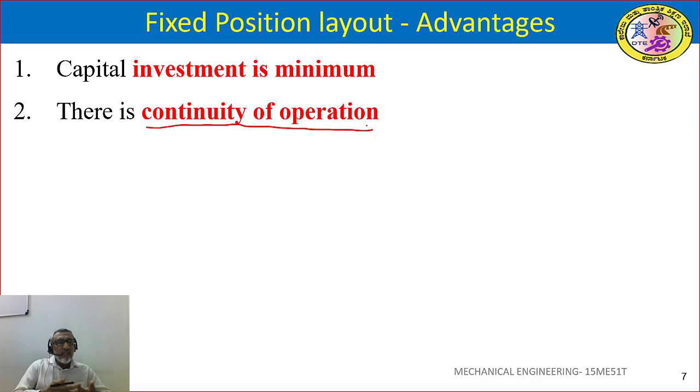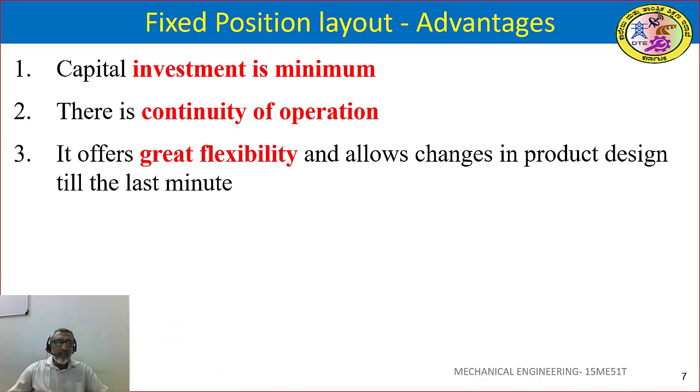And while assembling, if something may go wrong, some products may not match, there may be some problem, because when one person manufactures a component, he concentrates only on that component. He doesn't know what is happening with respect to the other components produced by other people. But here that's not the case. Here we have a continuity of operation. Everybody knows what everybody else is doing, because the entire product is in one place. And there is a great flexibility in this system.